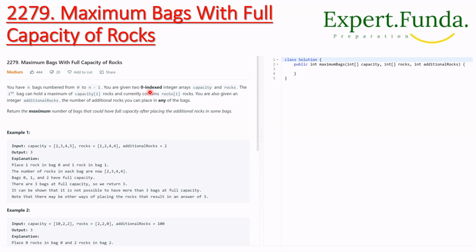So you are given two 0-indexed integer arrays, capacity and rocks. The ith bag can hold a maximum capacity of capacity[i] rocks, and currently rocks[i] contains some rocks. You are also given additional rocks, which you can place in any number of bags. We have to return the maximum number of bags that can have full capacity after placing the additional rocks in some bags.